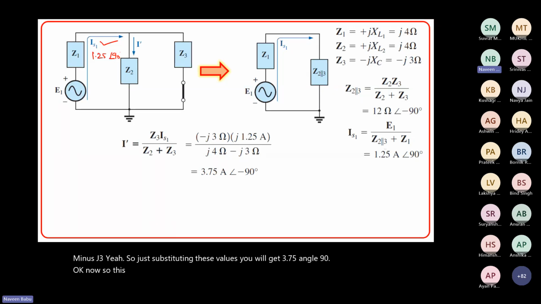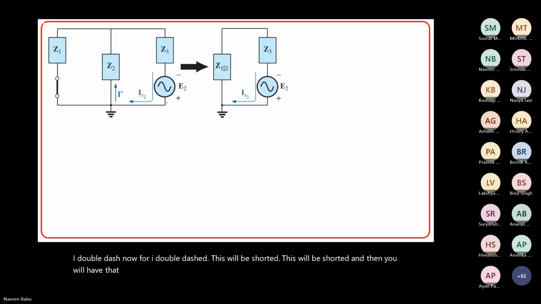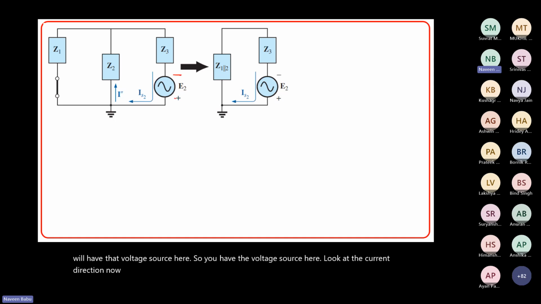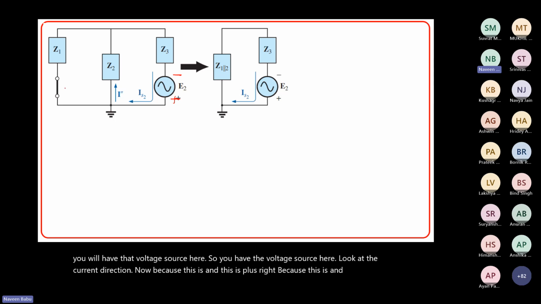Now let us look at I double dashed. For I double dashed, this will be shorted, and then you will have the voltage source here. Look at the current direction now, because this is minus and this is plus, your current direction is this, and we have shorted this. And across Z2, your current direction now is going from bottom to top.